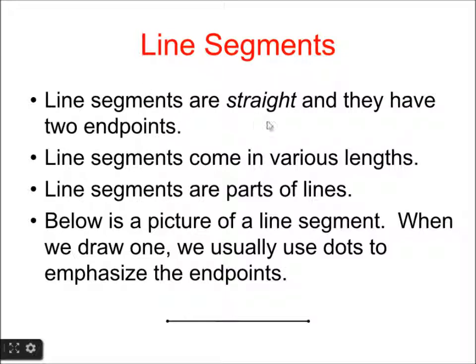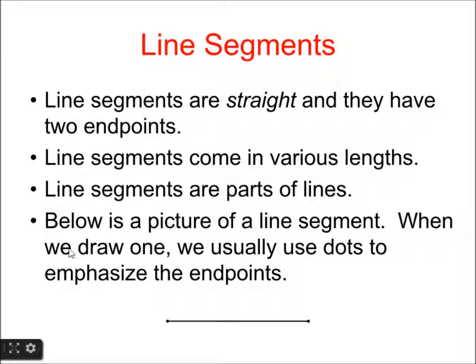Line segment. Line segments are straight and they have two endpoints. Dot and dot. Two endpoints are there, and the two dots are connected with a line, which is called a line segment. Line segments come in various lengths. Line segments are part of lines. This is very important to remember. Below is a picture of a line segment.